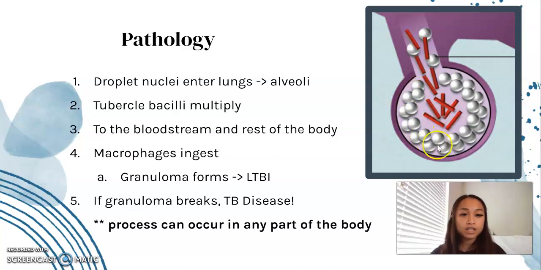As you can see, these gray cells. And so once a granuloma forms, it keeps the tubercle bacilli contained and controlled. That's when we have LTBI, which is that latent TB infection. So there's no bacilli exiting or spreading throughout the body. But if the granuloma breaks, on the other hand, we have TB disease, because obviously the tubercle bacilli is going to go out, spread to the rest of the body, and then the person's going to experience symptoms. And keep in mind that this does not have to happen in the lungs only. It can occur in any part of the body.